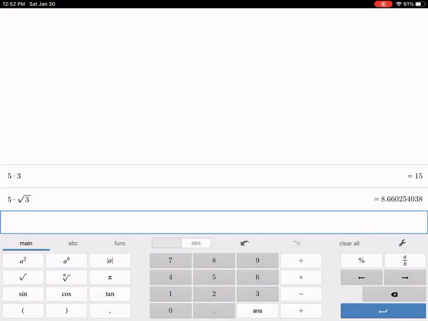That 3 inside the radical is a decimal value. It is technically about 1.7. So again, we don't want to think about it the same as if it was 5 times 3, because it's not 3 whole pieces, 3 whole units. It's the square root of that number, okay? So just be careful with those.